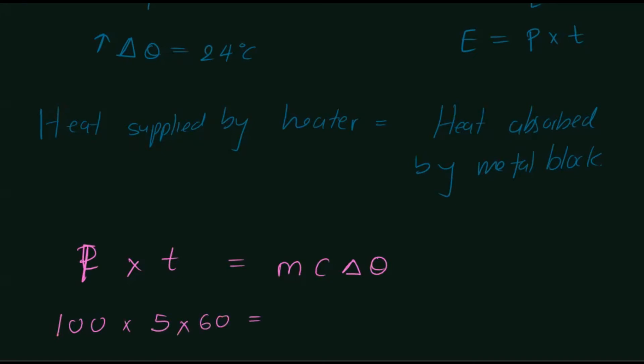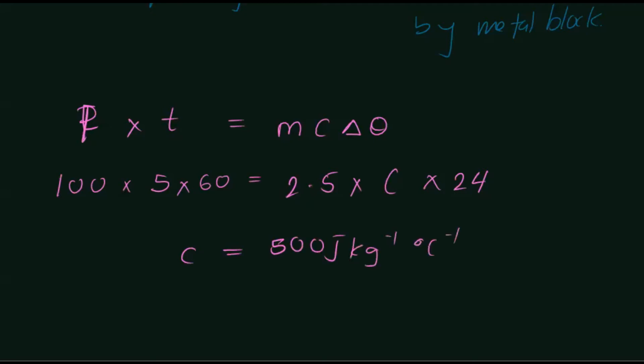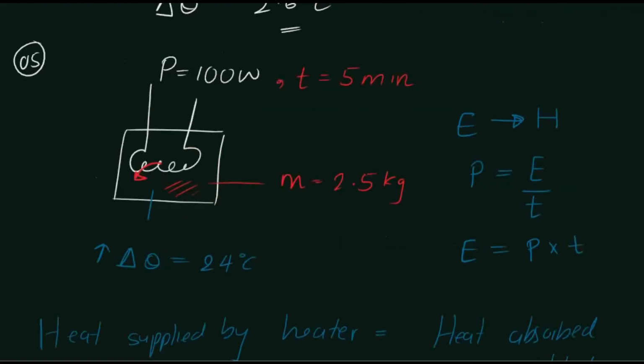5 into 60. What is the mass? Mass was 2.5 kilograms. C is unknown. The increase in temperature was 24 degrees Celsius, right? So if you simplify this, you're going to get the answer 500 joules per kilogram per degree Celsius, right? So this is simply how you solve this question.